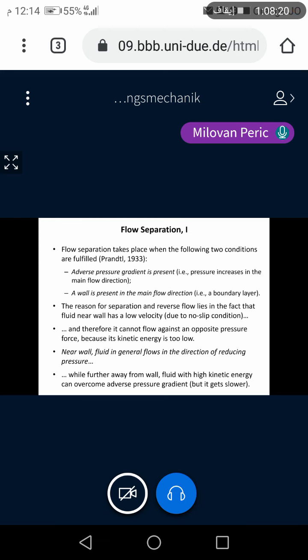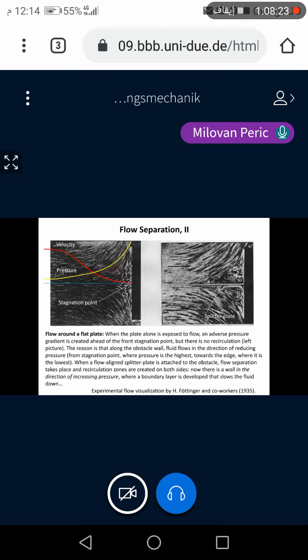So here is the picture that I mentioned. It comes from Hermann Fettinger, who worked in Berlin. There is now a Hermann Fettinger Institute in Berlin. So in 1935, he made these pictures. So what you see here is the flow coming from left towards right, and the black thing here is an obstacle. It's a flat plate, which is put 90 degrees to flow direction.